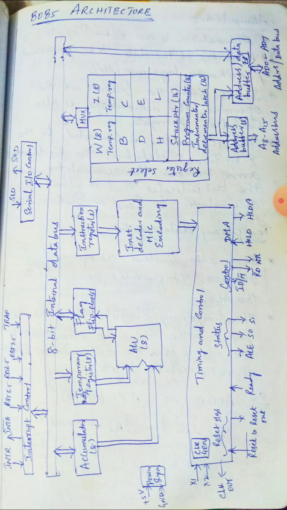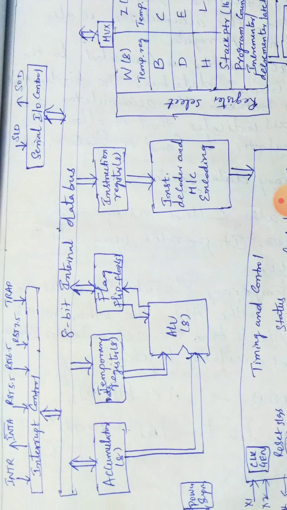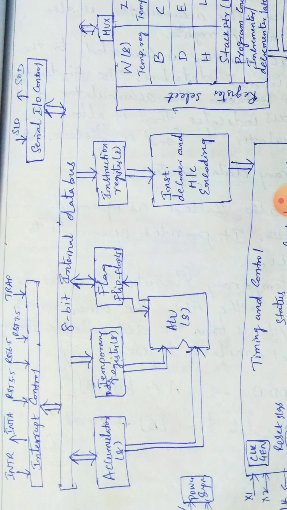Now let us see the architecture details of the 8085 microprocessor. In the top section, that is interrupt control, the 8085 microprocessor consists of the following interrupts: TRAP, RST 7.5, 6.5, 5.5, and INTA and INTR. All these are external interrupts which are available for the 8085 microprocessor architecture.